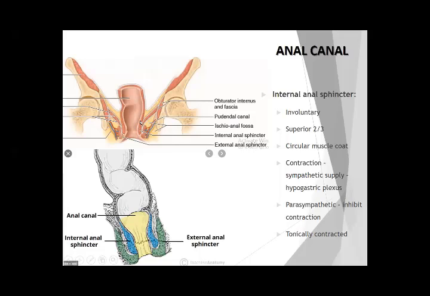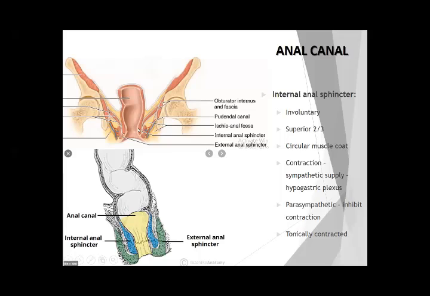It remains tonically contracted and gets sympathetic supply. Basically, it's made up of smooth muscle, and all smooth muscles receive their innervation from autonomic nerves. Autonomic means sympathetic and parasympathetic. The sympathetic supply comes from the inferior hypogastric plexus. Sympathetic supply stimulates contraction. The parasympathetic supply inhibits contraction.